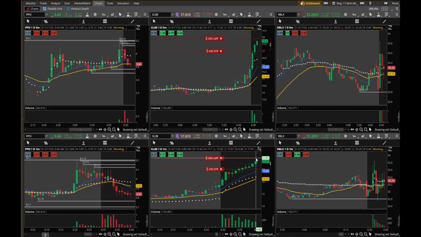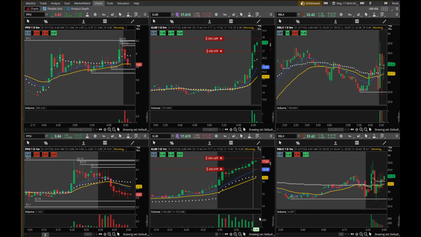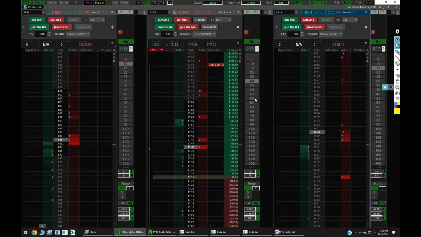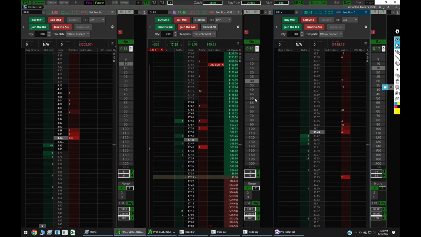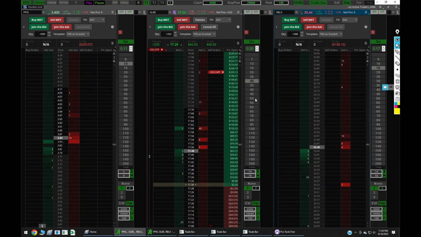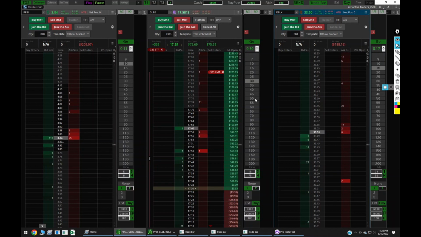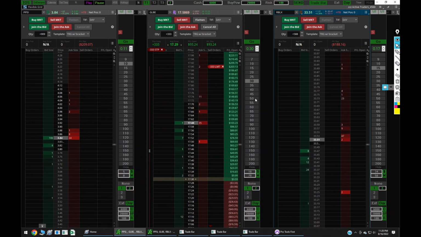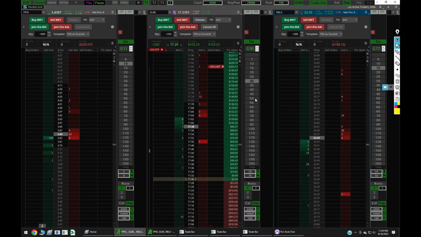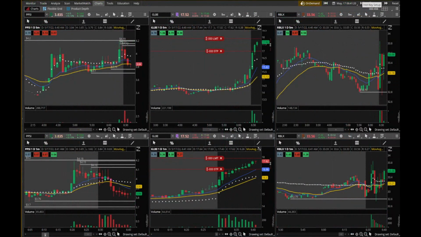I'd like to see GLBE actually hit my target. Right now, it was showing like 123 in profit had I sold it. I'm kind of hoping against hope here that it'll go up and hit that $18 mark. And there goes Roblox again. Gosh.